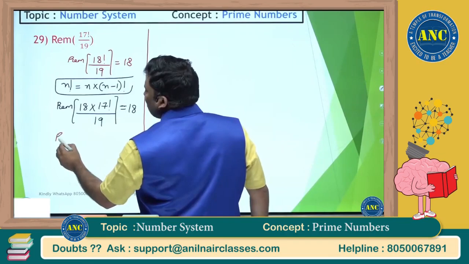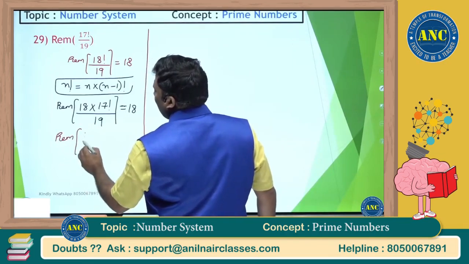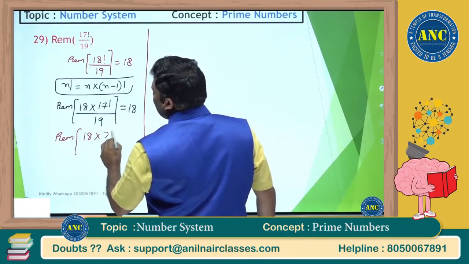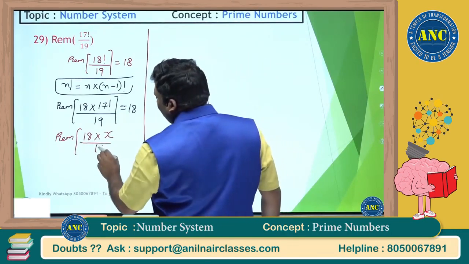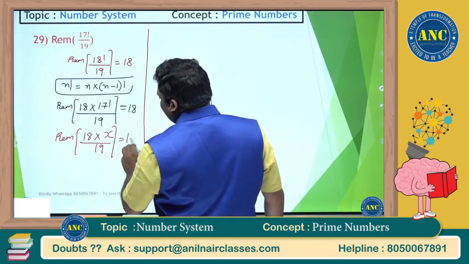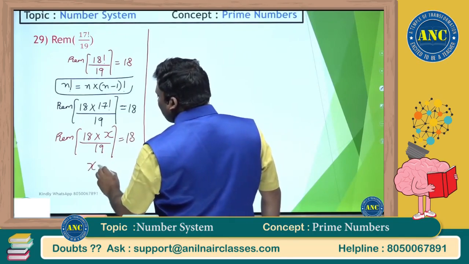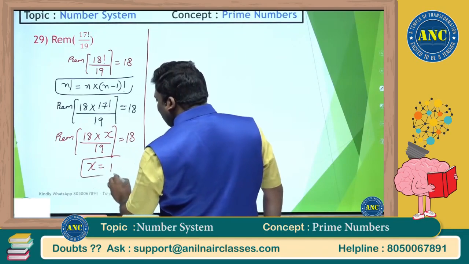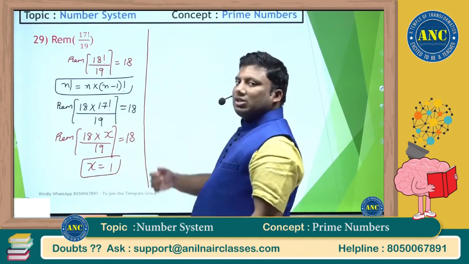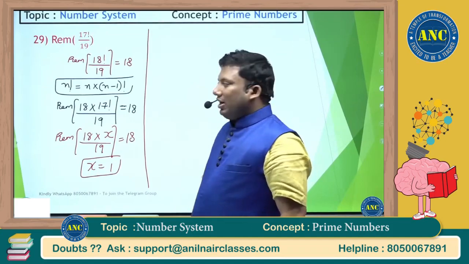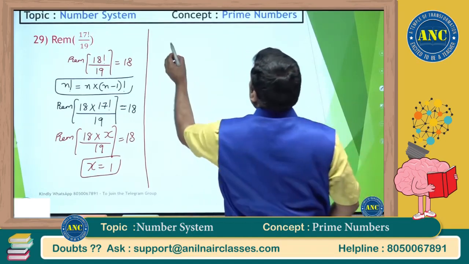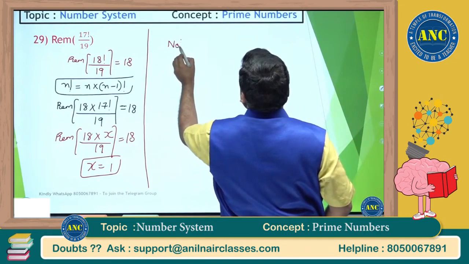Same thing. 19 zeros are 0, remainder 18. 18 into 17 factorial by 19, we do not know. When I further divide, I am getting the answer 18. Just by looking at the question, 18 ones are 18, and 18 by 19 is termed as 18. X is 1. Is it always 1? Yes, it is always 1.